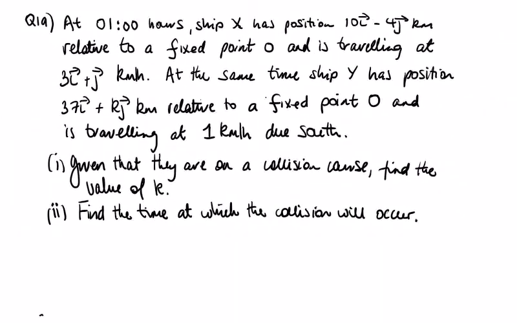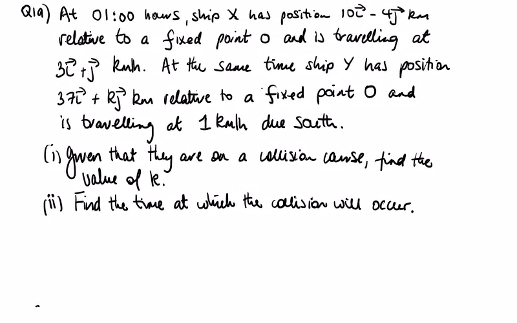Now on to the last two. 1 o'clock in the morning, 0100 hours, ship X has position 10i minus 4j relative to a fixed point and is traveling at the speed 3i plus j. At the same time, ship Y has position 37i plus kj relative to a fixed point and is traveling at 1 kilometer an hour due south. Given that they're on a collision course, find the value of k.